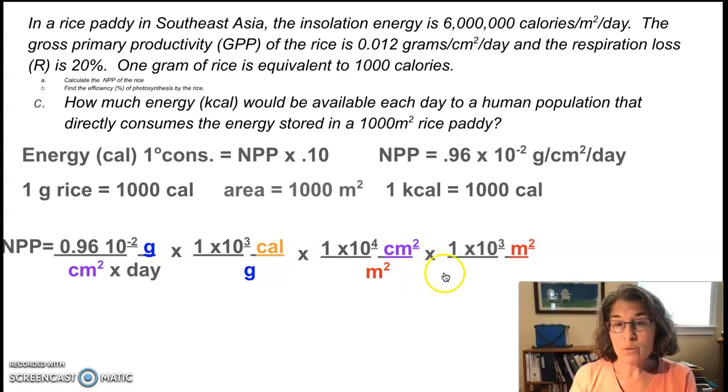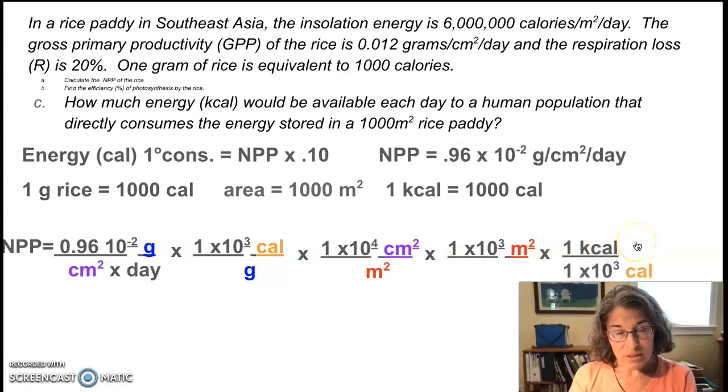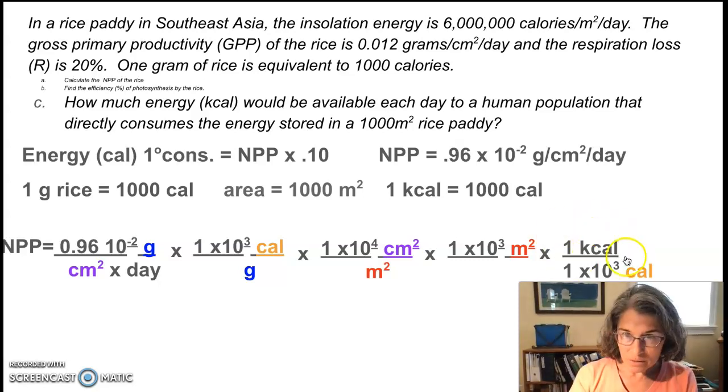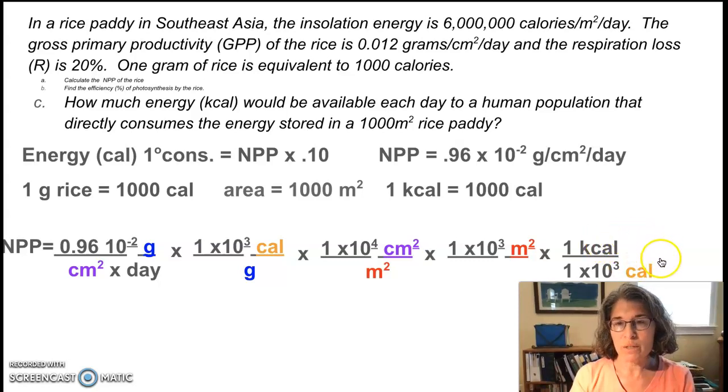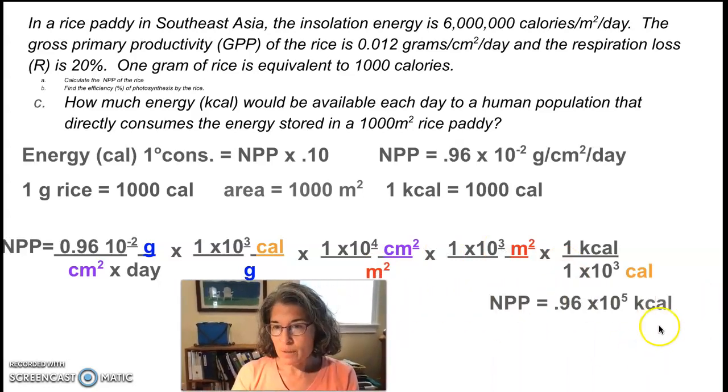Remember, we want to get to kilocalories. The next thing that we want to do is multiply this by the size of our rice paddy. We know from the question that our rice paddy is 1,000 meters squared. So we're going to multiply by 1,000 meters squared. And then the last thing that we're going to do is convert from calories into kilocalories. 1 kilocalorie is 1,000 calories. So we use the conversion factor of 1 kilocalorie over 1 times 10 to the third calories. And that allows us to express our NPP in kilocalories per day. Scoot that over here. And I apologize, I lost the day as far as my units, but that would be kilocalories per day.